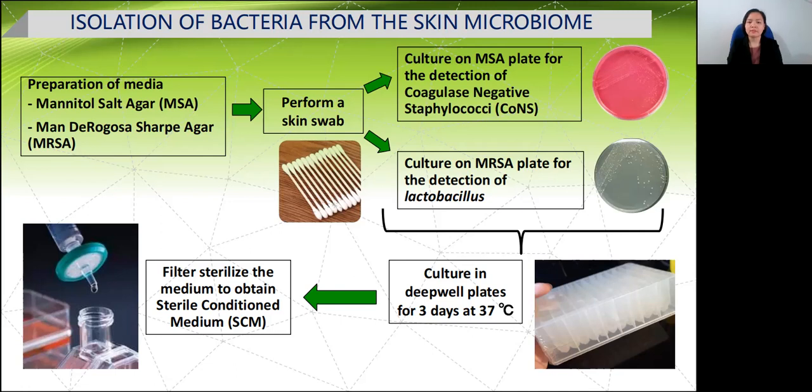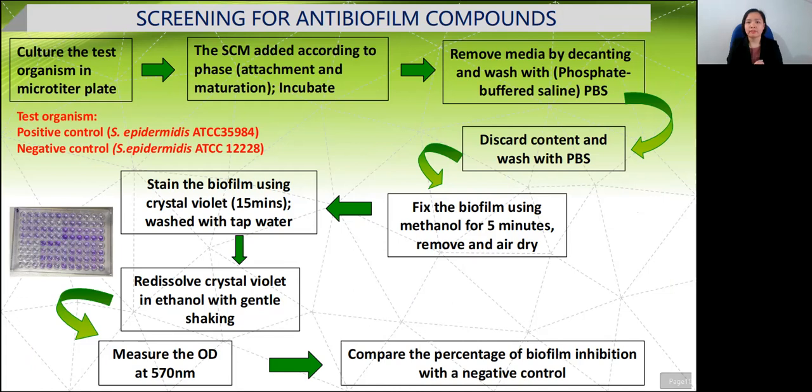After that, I filter sterilize the solution to obtain sterile conditioned medium. Moving on, for the screening of antibiofilm compounds, I first culture the test organism. In this case, I use S. epidermidis ATCC35984 as a positive control since they are a thick biofilm former, and S. epidermidis ATCC12228 as a negative control since they are non-biofilm former.